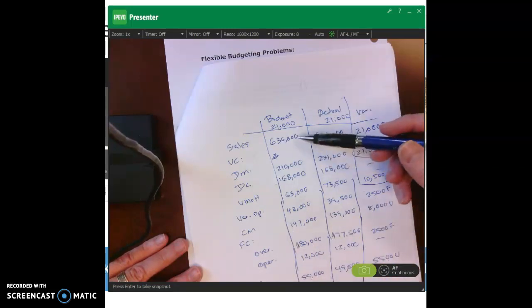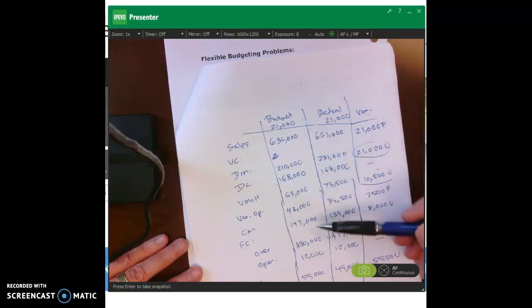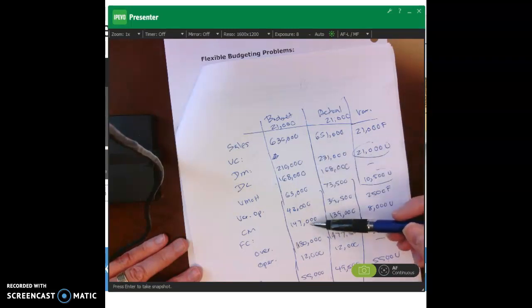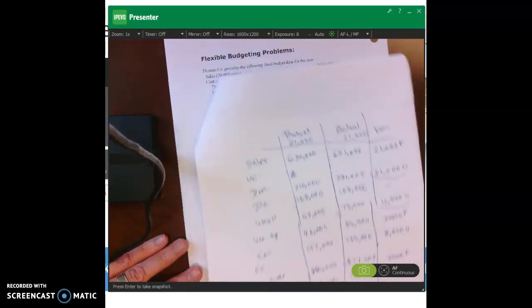Then what I can do to get the contribution margin is I can take my sales less all my variable expenses. That gives me my budgeted contribution margin. And then I take my actual sales less all my variable expenses. That gives me my actual contribution margin. My budgeted is higher than actual. So my actual contribution margin, remember, you can think of that as profit before you subtract out your fixed expenses, is lower than what we thought by $8,000. That's unfavorable.